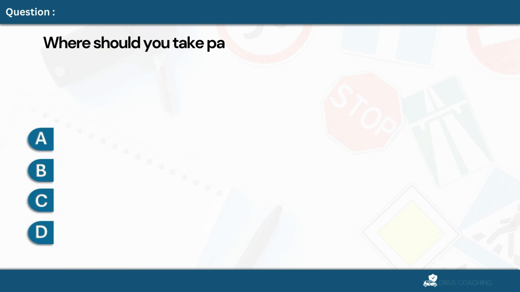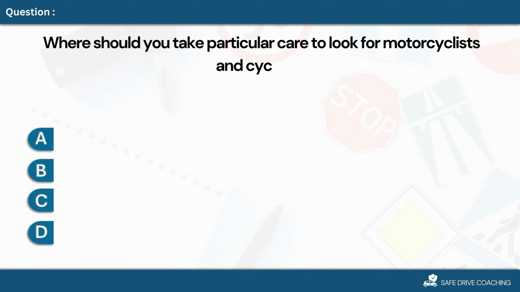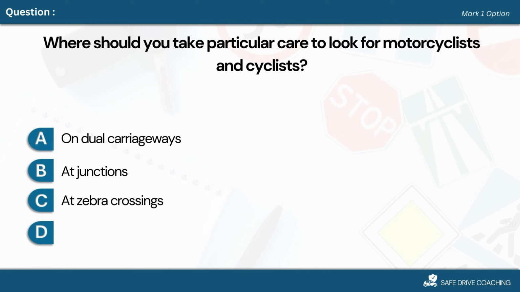Where should you take particular care to look for motorcyclists and cyclists? A. On dual carriageways. B. At junctions. C. At zebra crossings. D. On one-way streets. The correct answer is B. At junctions.